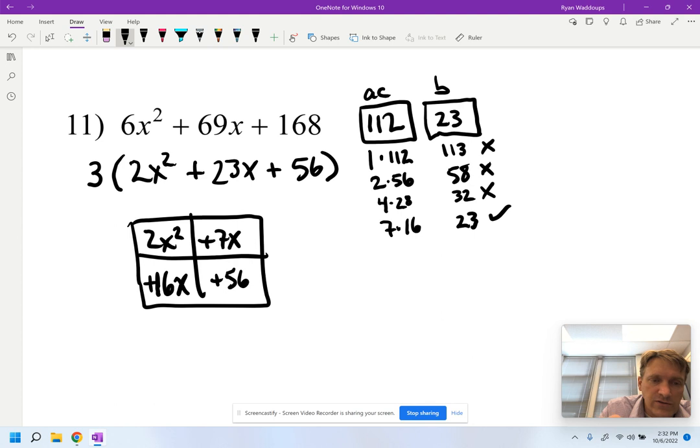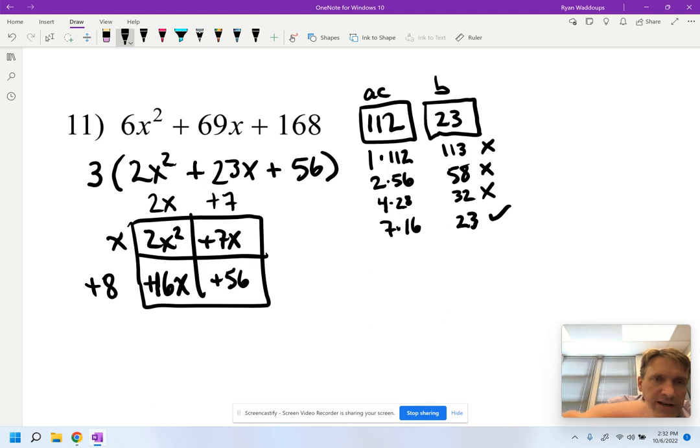And then I'm looking for the greatest common factor for each row and each column. So the top row has an x in common. The bottom row, the two parts there, let's see, 16 and 56. I think 8. If they have 8 in common, let's put that. And then the left column, 2x. The right column would be 7.